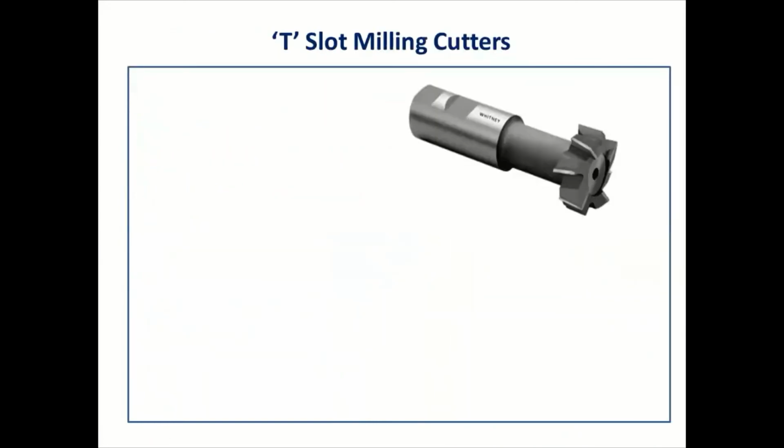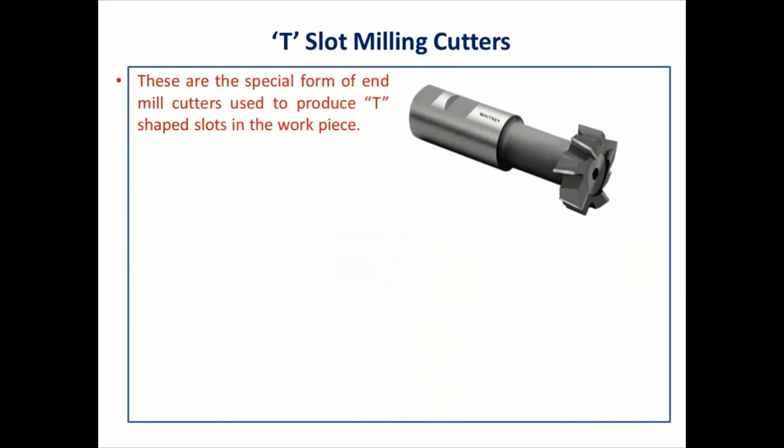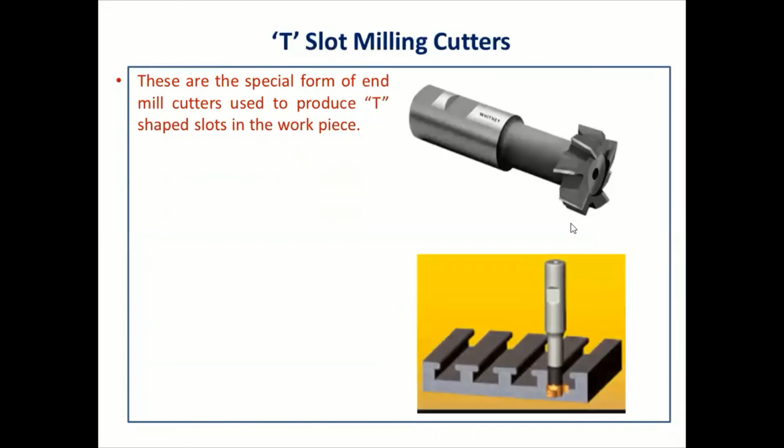Then the T-slot milling cutter. This is the diagram I'm showing of a T-slot milling cutter. This is a special form of end mill cutter. We have already seen the end mill cutter, but here it is something different. You can see the T slot, it looks like a T here, and this is a shank. It is generally used for making T slots over the component, right? In this diagram I have shown a T, but actually we are producing an inverted T.